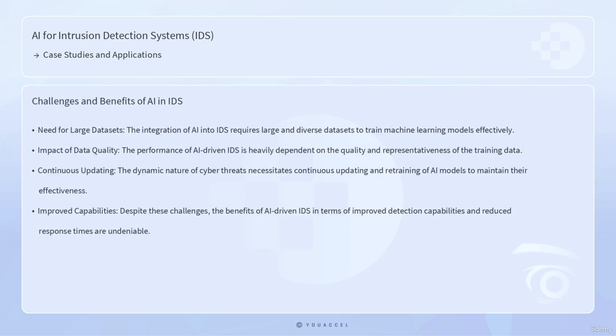The integration of AI into IDS is not without its challenges. One of the primary challenges is the need for large and diverse datasets to train machine learning models effectively. The performance of AI-driven IDS is heavily dependent on the quality and representativeness of the training data. Inadequate or biased datasets can lead to poor detection accuracy and high false positive rates. Additionally, the dynamic nature of cyber threats necessitates continuous updating and retraining of AI models to maintain their effectiveness. Despite these challenges, the benefits of AI-driven IDS in terms of improved detection capabilities and reduced response times are undeniable.